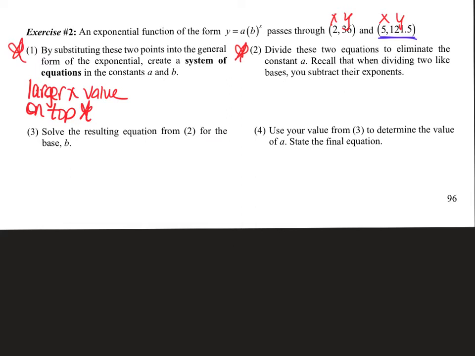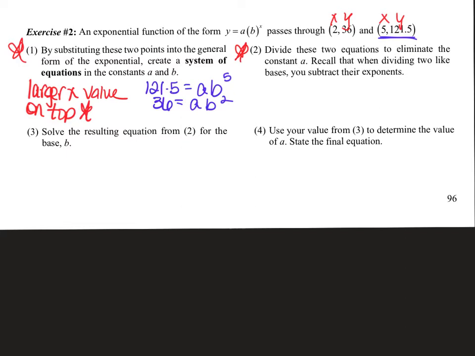So my y is 121.5 equals ab to the fifth, and my x is 5. And now I'm going to use the second point and do the same thing. So I have 36 equals ab to the second, all right? Now I still have 2 unknowns. I still don't know my a and my b.